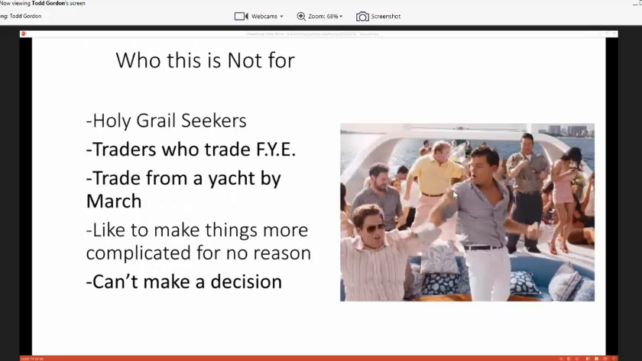This is not going to have you on the yacht with the Wolf of Wall Street by March. This is an edge in the market, and this is for people who want to exploit that edge. This is for people who are decisive, okay, and can follow a plan.